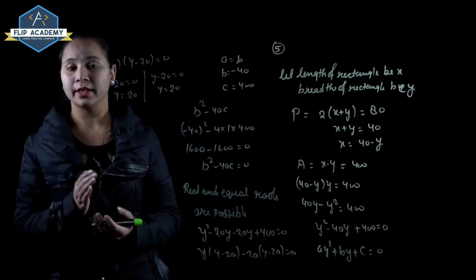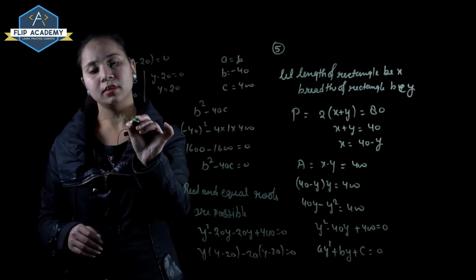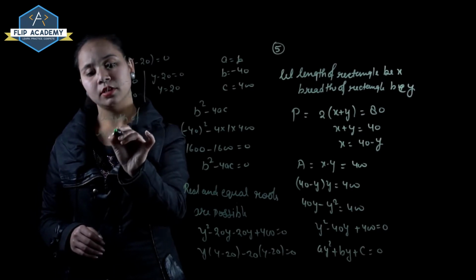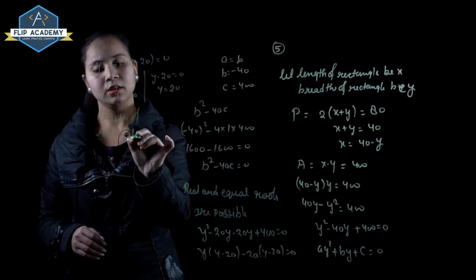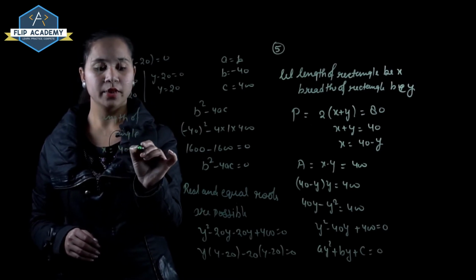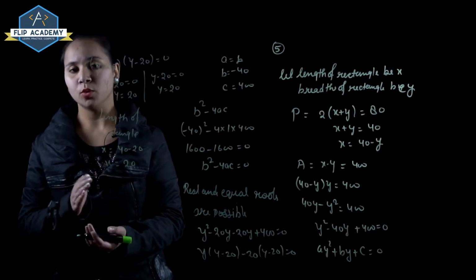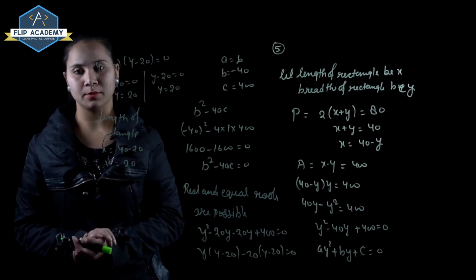So the breadth of the rectangle equals what came out, 20. So the length of the rectangle, means x equals 40 minus 20. So x equals 20. It means length and breadth both are 20, and question number 5 is complete here.